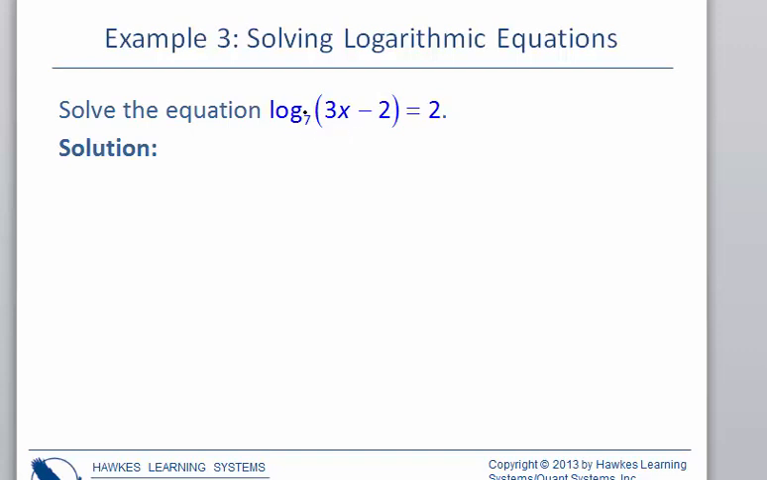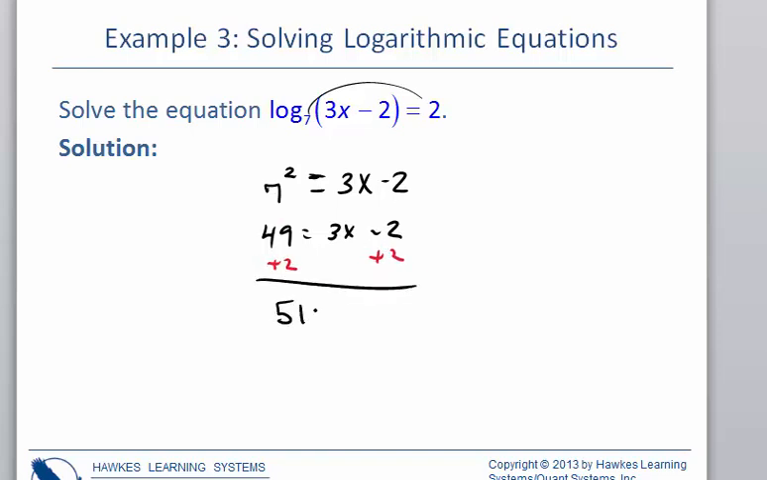If I put it in exponential form, I'm going to start with that base of 7, go to the other side and get my exponent of 2, and then I'm going to set it equal to what's left. So if you look at that, 7 squared is 49, and so it transfers itself very nicely into just a regular linear equation. And so we can definitely solve that thing for x pretty easily. We can add 2 to both sides. So that's going to give me 51 is equal to 3x. And then divide both sides by 3, and we end up with x is equal to 17.